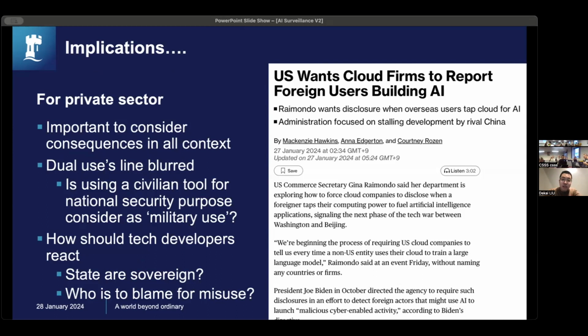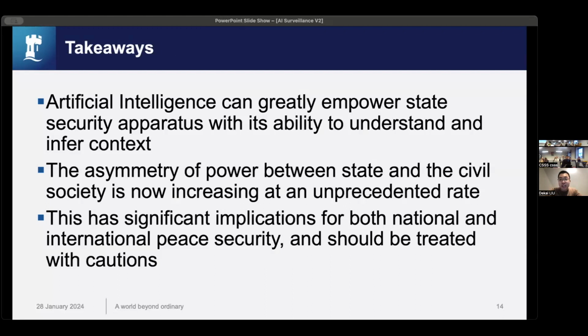So it's very powerful. And for the private sector, now it's important to consider the consequences. This is a very benign surveillance tool to understand text. But now, as I just said, it can have very powerful national security considerations. So should we just treat states as sovereign, or should we consider the implications of the technology we are offering to society? The models that we open source may be actively empowering bad actors, but if state actors become bad actors, are they sovereign? Should we have any right to interfere in what they do? This is a question that I'm still trying to find an answer to.